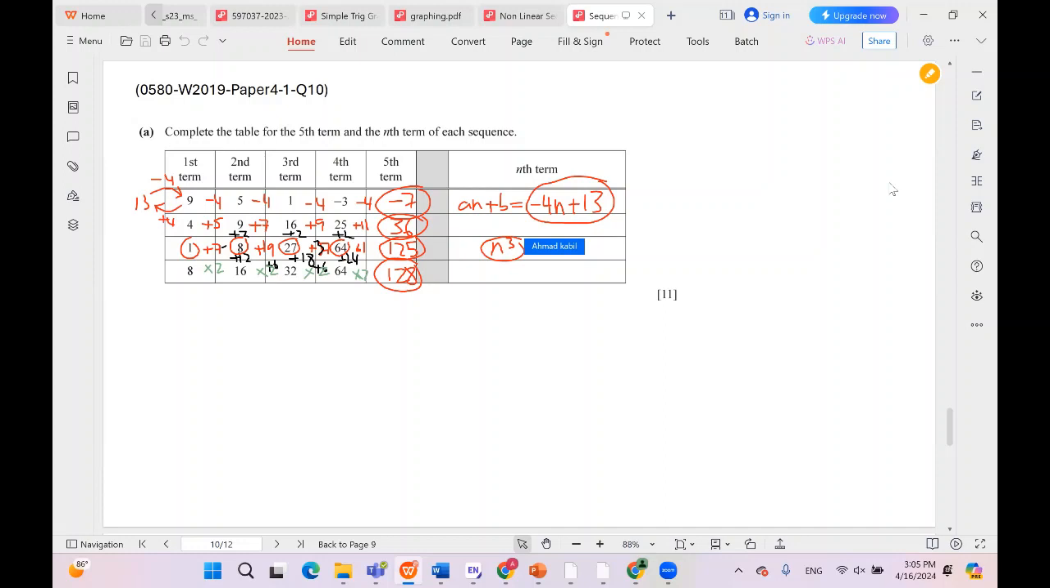Now for the second sequence, we have 5, 7, 9, and then 2, 2, 2. So this is a quadratic sequence. So we need to do the table for n and n squared. So 1, 2, 3, 4, 1, 4, 9, and 16. And then we write down the terms of the second sequence. They are 4, 9, 16. So we just add 3, we add 5, and we add 7. So we have a sequence of 3, 5, 7. We're adding 2 here every time.